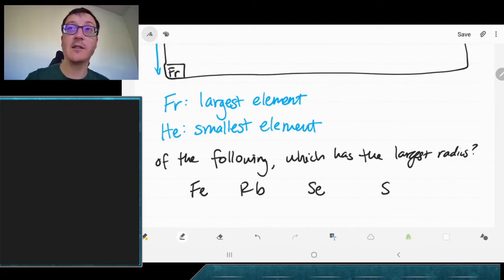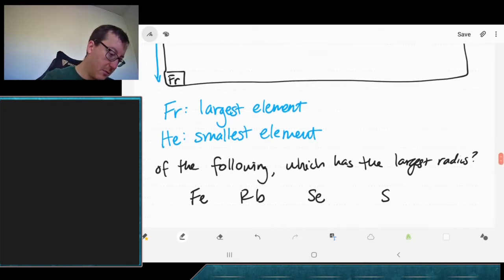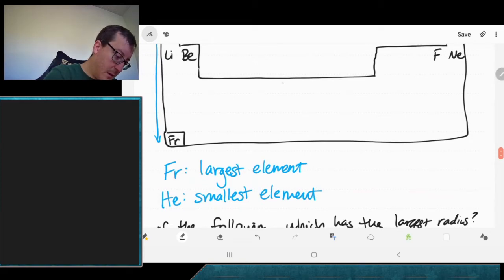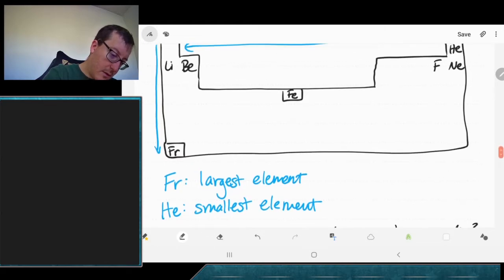So I might ask you something like this. Of the following, which of these has the largest radius? And in order to answer this question, we're going to first need to find all these on the periodic table. So if we do that, iron is somewhere here. Let's see. Sulfur is here. Selenium is here.